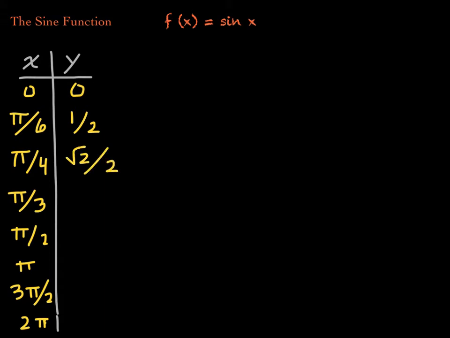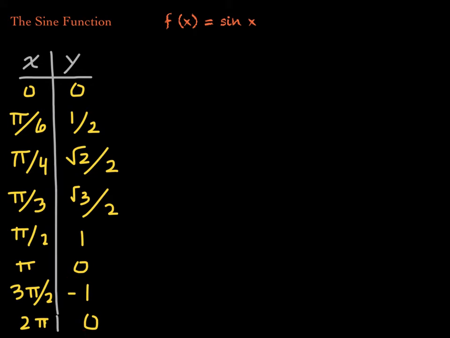These are your function values. Sine of pi over 3 is root 3 over 2. Sine of pi over 2 is 1. Sine of pi is 0. Sine of 3 pi over 2 is -1. And sine of 2 pi is 0. Notice that we get these x-intercepts: 0, 0; pi, 0; and 2 pi, 0. These 3 x-intercepts. I know they're x-intercepts because the y values are 0.